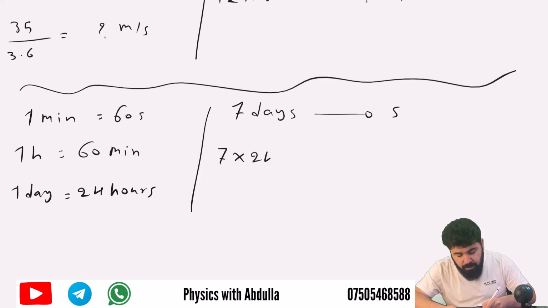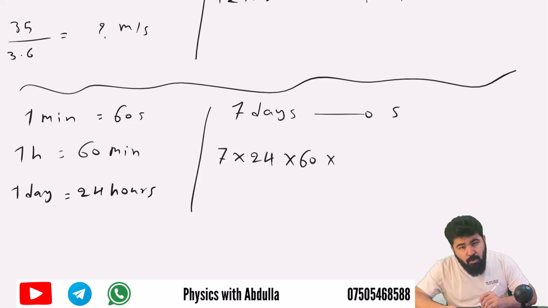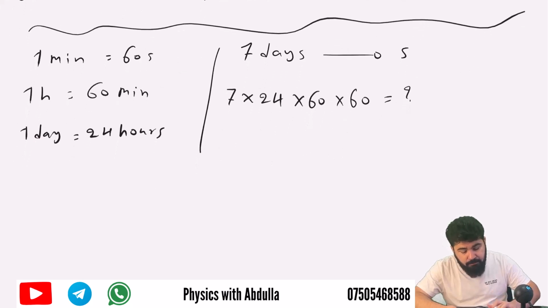We have 24 hours. And then 1 hour is equal to how many minutes? It is equal to 60 minutes. 1 minute is equal to how many seconds? It is equal to 60 seconds. Multiply them and you should get the result.